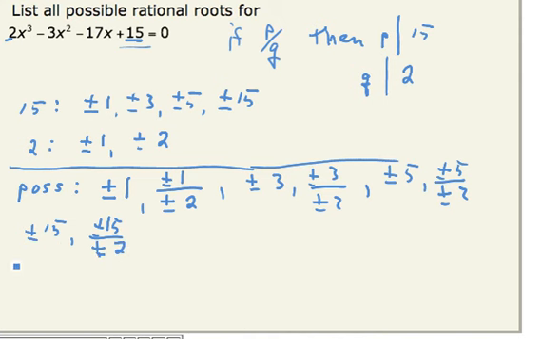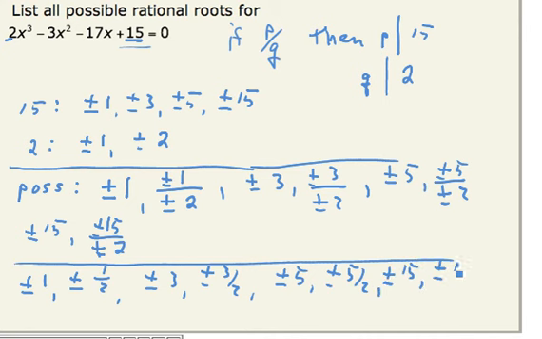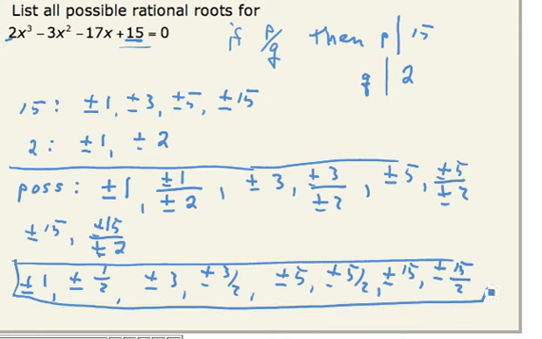So if we rewrite this list maybe a little bit nicer, I have plus or minus 1, plus or minus 1/2, plus or minus 3, plus or minus 3/2, plus or minus 5, plus or minus 5/2, plus or minus 15, plus or minus 15 halves. So a rather extensive list of possible rational zeros.